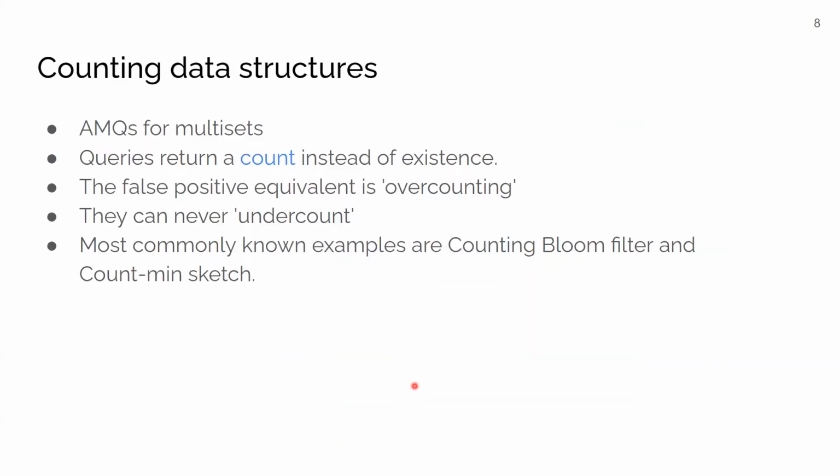Now let's take a look at counting data structures. These are nothing but AMQs for multisets. Queries return a count, that is an integer value, instead of existence, which could be just a Boolean true or false. The false positive equivalent for counting data structures is overcounting. That is, the count will be more than the actual count. And the false negative equivalent would be undercounting. These data structures never undercount, which means the count returned by counting data structures could be greater than or equal to the actual count. The most commonly known examples are counting Bloom filter and count min sketch.